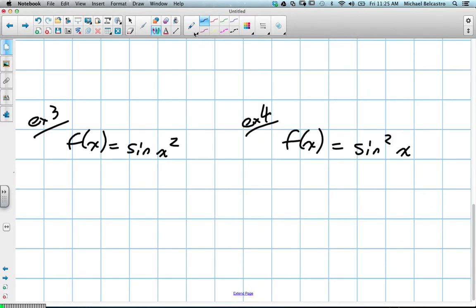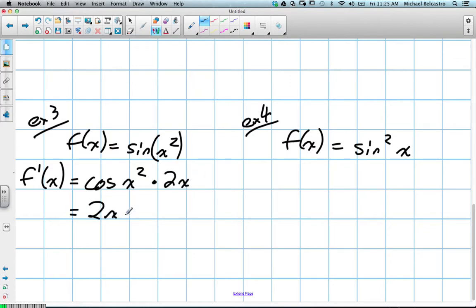Second one, we'll talk about the difference between the derivative of sine x squared and sine squared x. First off, this plays right into our original rule of derivative of sine. This is a function within a function, so we know that the derivative of this is what we started with, cos x squared, multiplied by the derivative of what's inside, and the derivative of that is 2x. So our derivative is 2x times cos x squared.